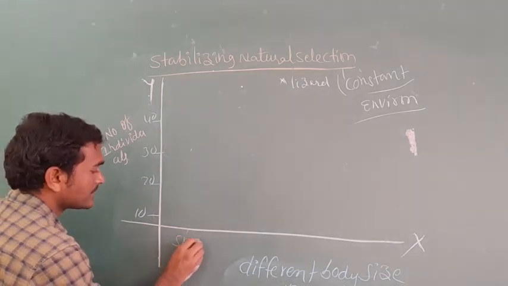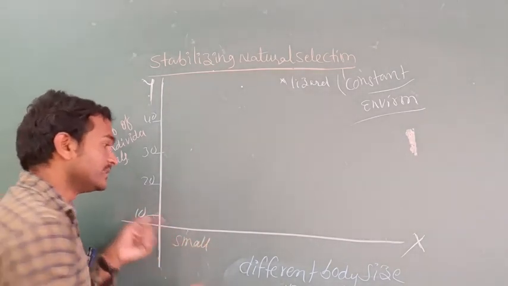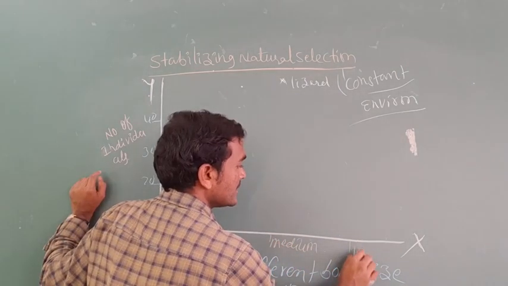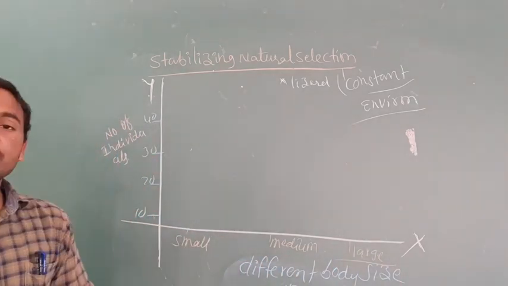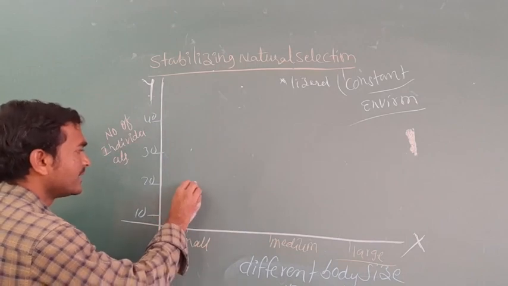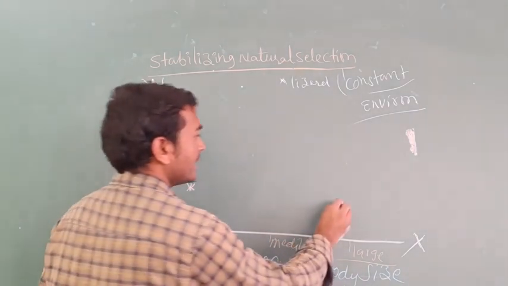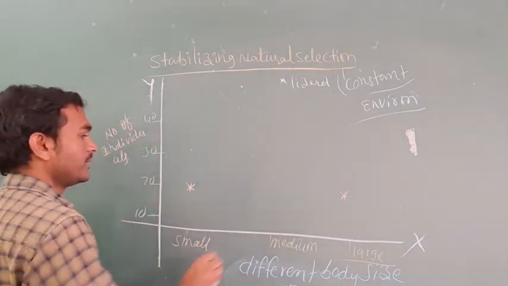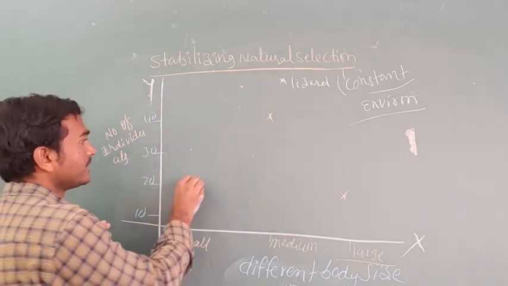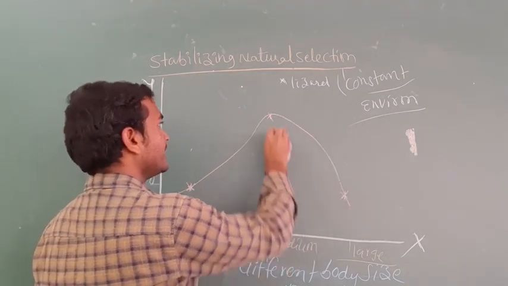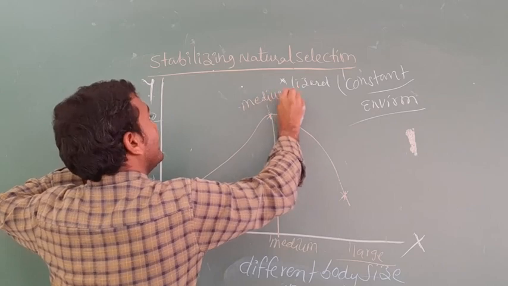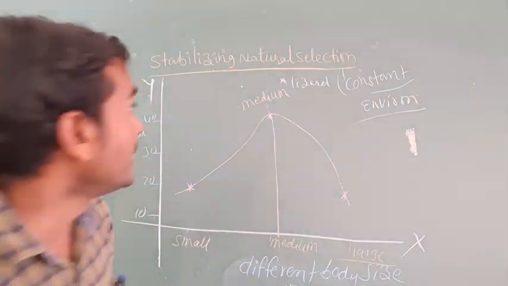One is the small size lizards, next is the medium sized lizards, the next is the large sized lizards. For example, you can take the small size as 20, the large size also 20, and the medium size as 40, in one environment. When we connect this, it looks like a parabola, where the abundant one is the medium one.